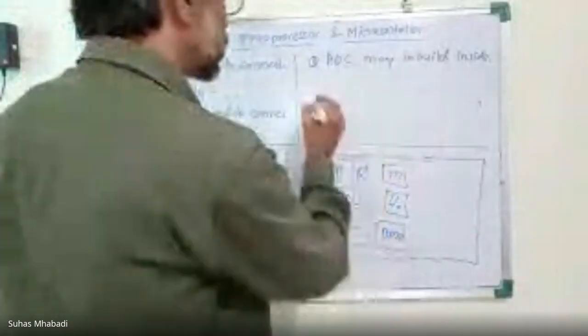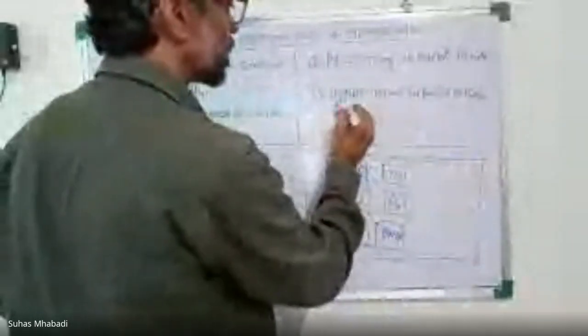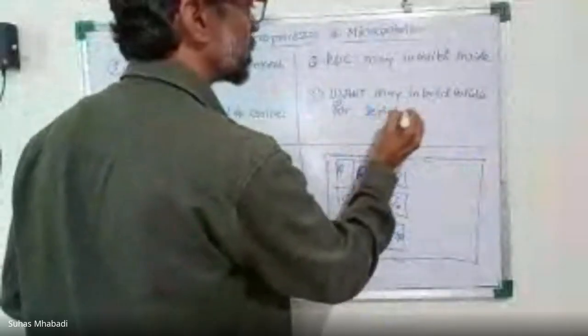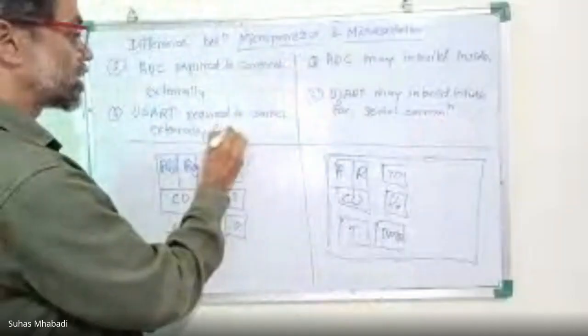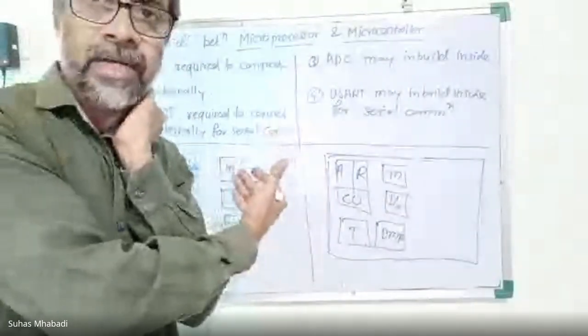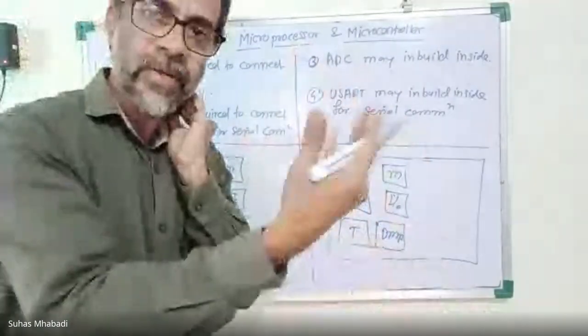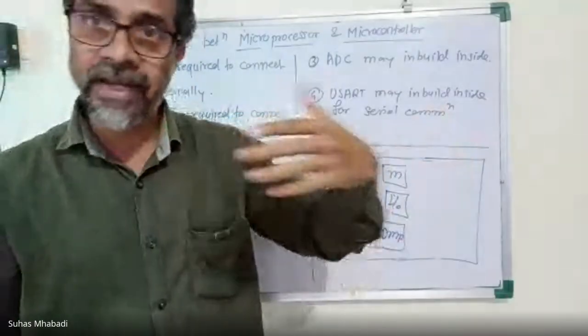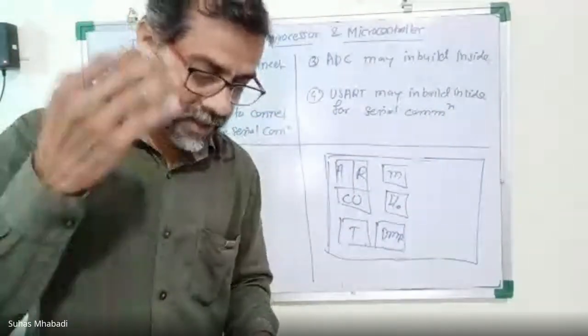So we write: USART may be inbuilt inside for serial communication. Here, definitely we require to connect it separately, externally. But here it may be there or may not be there. That depends upon the different variants of the controller, again depending upon the manufacturer.